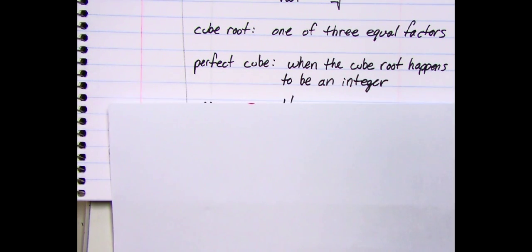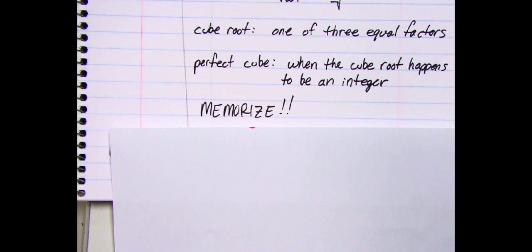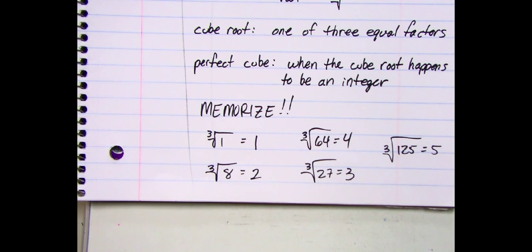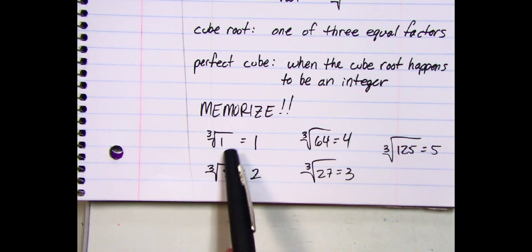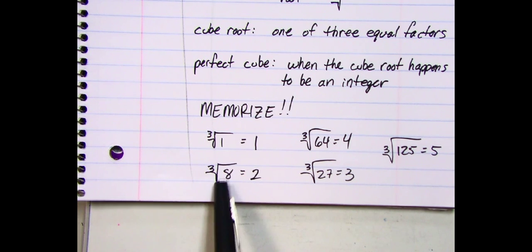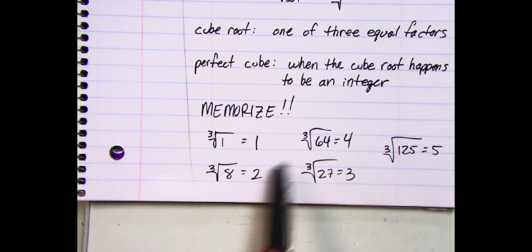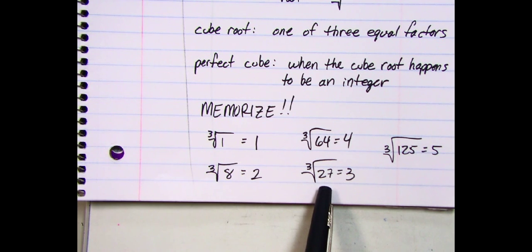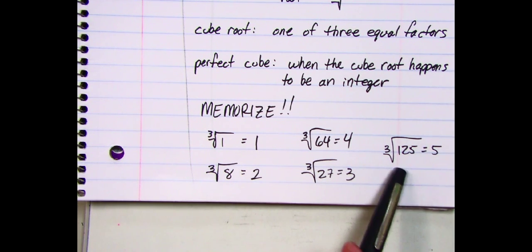So guess what? You're going to be doing a little bit more memorization. Yeah, memorize. Here are 5, only 5 this time, that you need to memorize. I will tell you that it will make your life so much easier later if you can memorize. So 1 times 1 times 1 is 1, so the cube root of 1 is 1. 2 times 2 times 2 is 8, so the cube root is 2. 4 times 4 times 4 is 64. 3 times 3 times 3 is 27. And then, of course, 5 times 5 times 5 is 125. So memorize those. Those will help you.